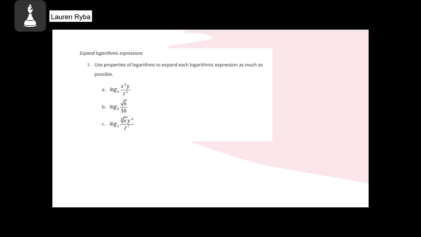First up is expanding. We have log base b of x cubed y over z squared. So what I'm going to do first is break up the division. So log base b of x cubed y minus log base b of z squared. Once I have done the quotient rule, then I'm going to do my product rule.